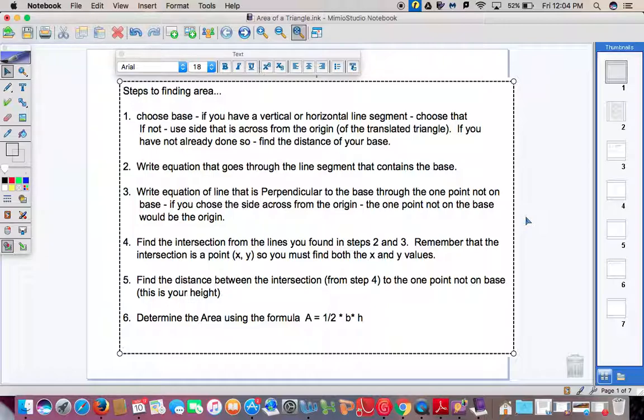Okay, the next step would be to find the intersection from the lines you found in steps 2 and 3. You need to remember that your intersection is a point, so you've got both an x and a y value there, and you should give me that point as an ordered pair. The next step would be to find the distance between the intersection point you just found to the one point not on the base, and that's going to be the height. And then you can determine your area using the formula area equals 1/2 base times height.